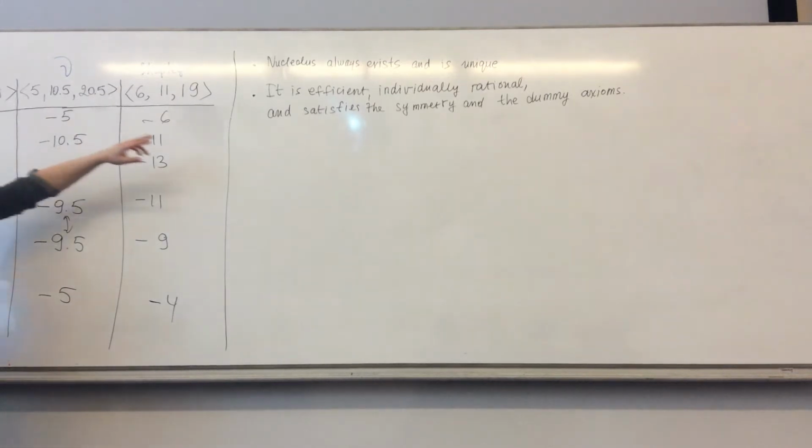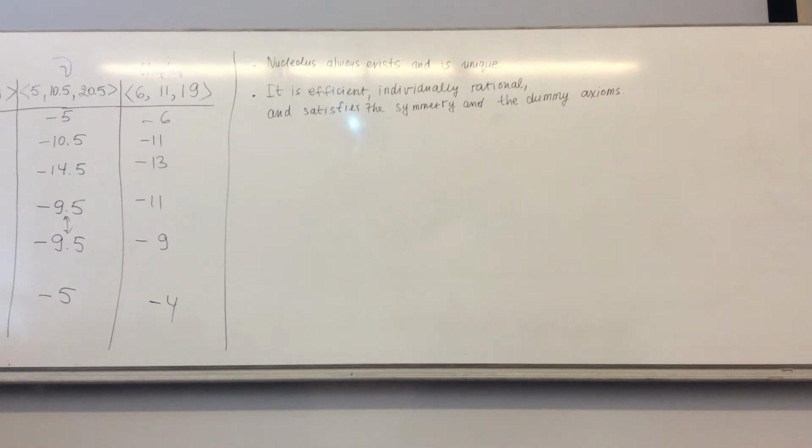Now, it's efficient, symmetric, and satisfies the dummy axiom. These are 3 axioms of the Shapley value. The Shapley value has also the 4th axiom, and if you remember, we said that the Shapley value is the only distribution that satisfies all 4 axioms. Meaning, if the nucleolus, which is different as you see in this example from the Shapley value, satisfies 3 of the axioms, it must violate the 4th axiom. So it is not additive.